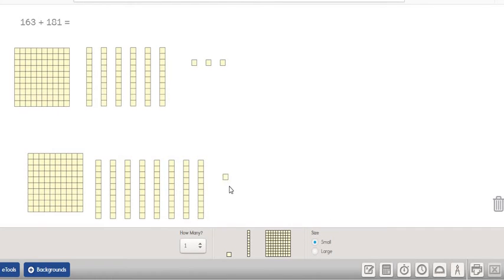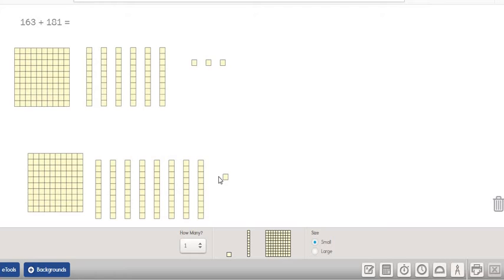Here they are. Now, to add these two numbers, we have to add ones. Here we have 3 ones, and here we have 1 one. So 3 plus 1 equals 4. Since we don't have 10 or more than 10 ones, we don't have to regroup ones.